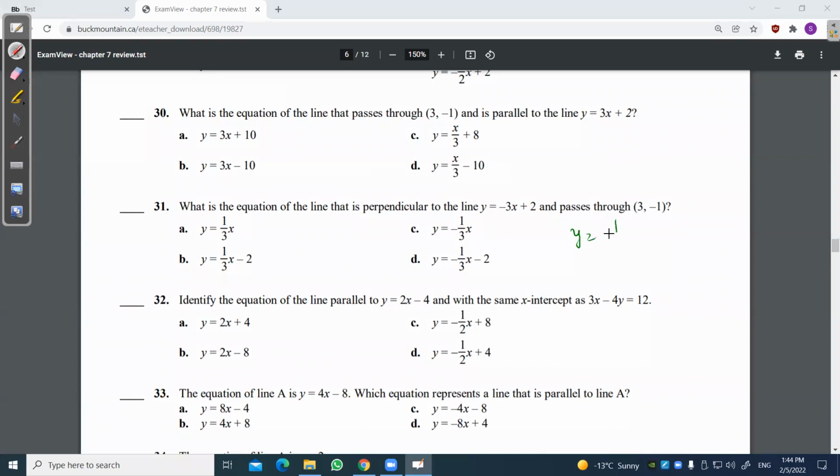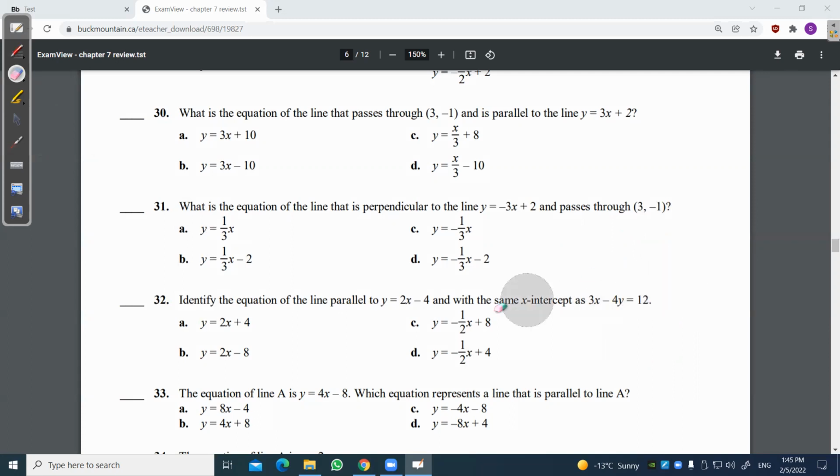So y equals 1 over 3x plus b. To find b, we'll just plug this in. 1 over 3 times 3 is the x, and the y value is -1. Always remember, it's x comma y, x comma y. So 1 over 3 times 3 is 1. So we have -1 equals 1 plus b. Subtract 1 from both sides. B is -2. So it is option B here. Positive slope, negative y-intercept.